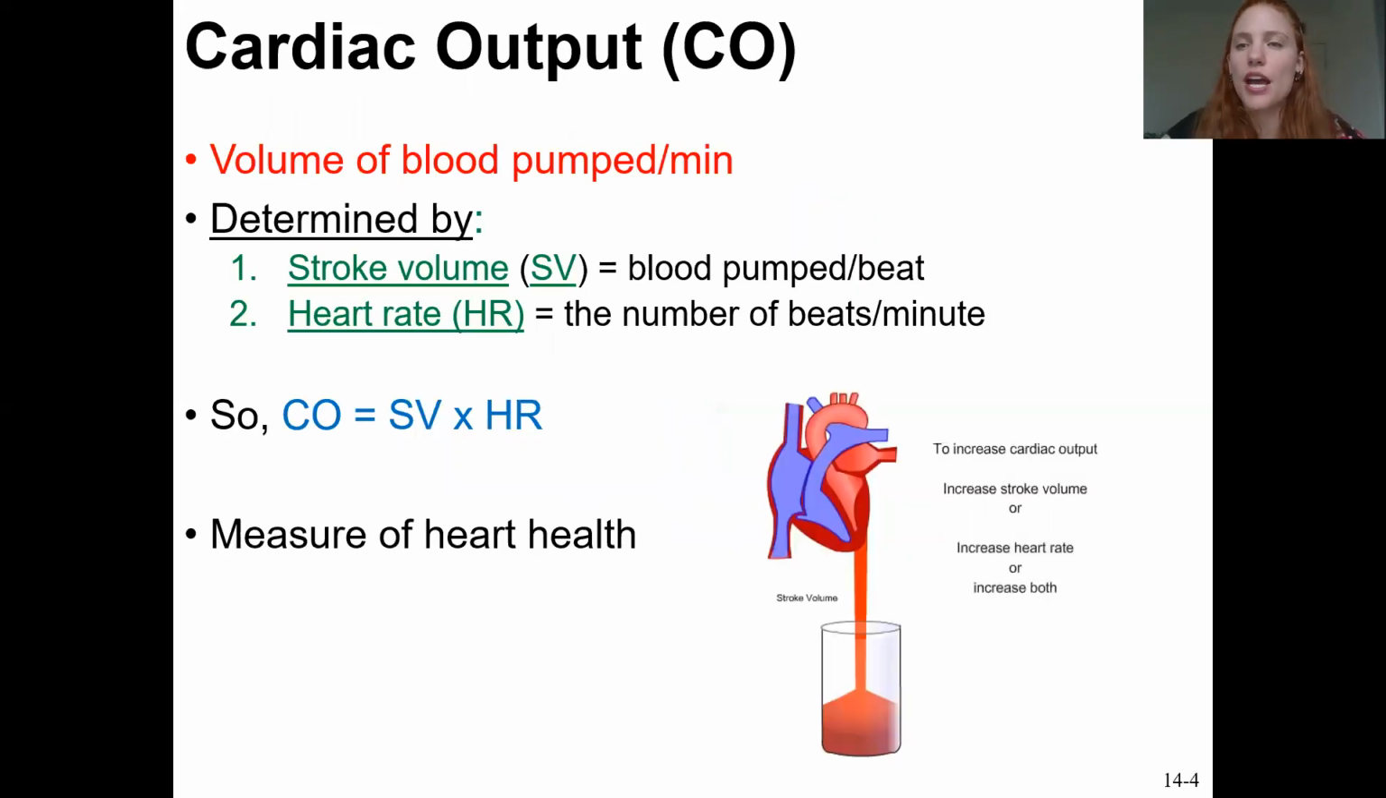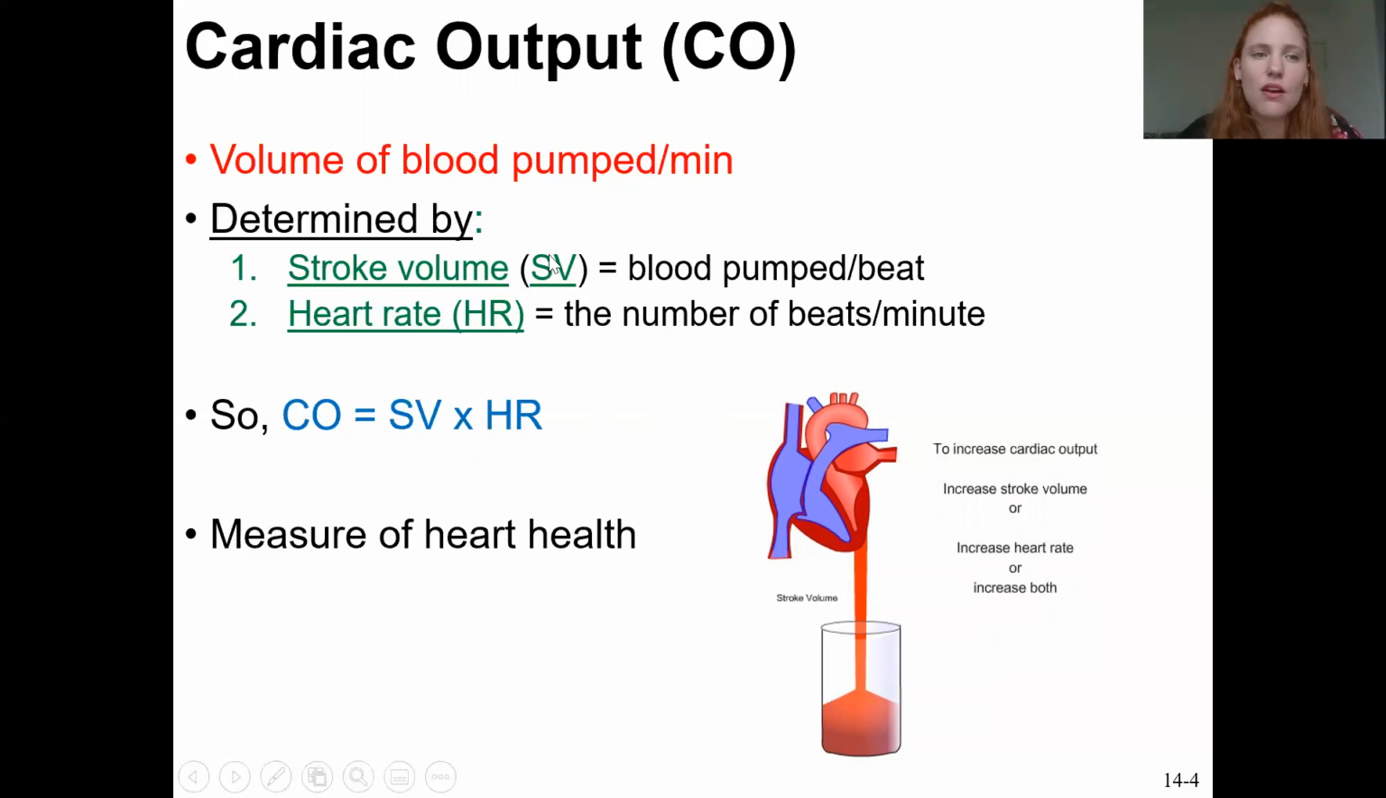Okay, so let's look at cardiac output. The cardiac output is the volume of blood that's pumped per minute. Now, please note that it has a time component on it. That means that it is a rate or a speed that blood is pumped. So the units for cardiac output are going to be milliliters or liters over minutes, so milliliters per minute.